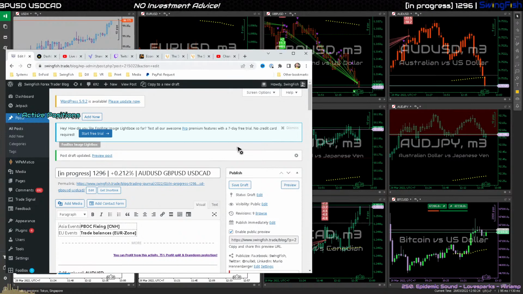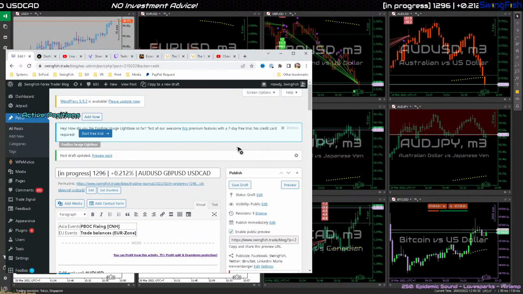I put in a longer swing trade on Aussie dollar. Just looks like it's consolidating on the hourly chart.